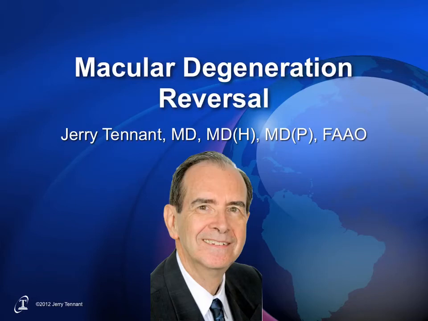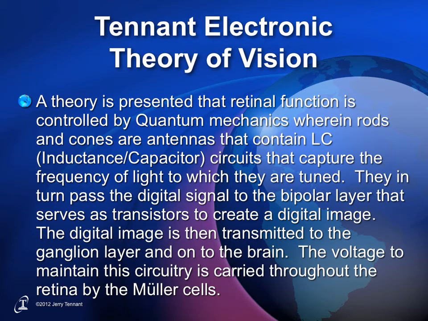Today I'd like to discuss with you the ability to reverse macular degeneration. I've developed a theory that retinal function is really controlled by quantum mechanics, wherein rods and cones are antennas that contain an inductance capacitance circuit that capture the frequency of light to which they're tuned. They in turn pass the digital signal to the bipolar layer that serves as transistors to create a digital image. The digital image is then transmitted to the ganglion layer and onto the brain. The voltage to maintain this circuitry is carried throughout the retina by the Mueller cells.